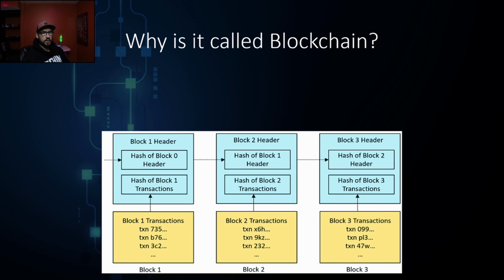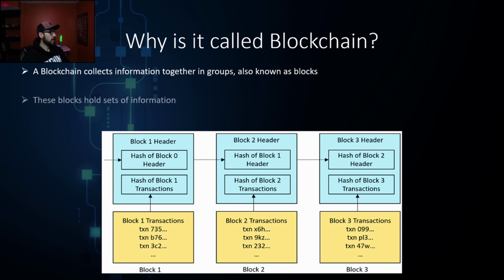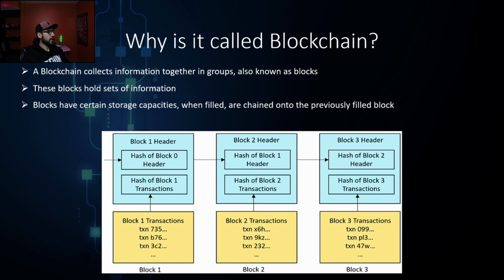So why is it called blockchain? Blockchain collects information together in groups, also known as blocks. These blocks hold sets of information. Blocks have certain storage capacities, and when filled, are chained to the previously filled block, forming a chain of data, otherwise known as a blockchain.